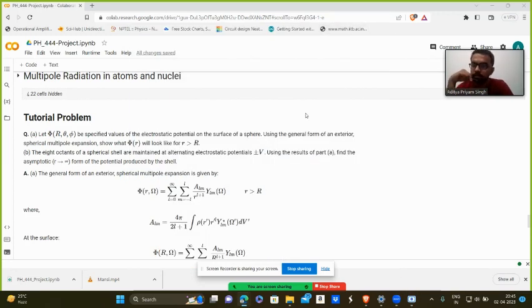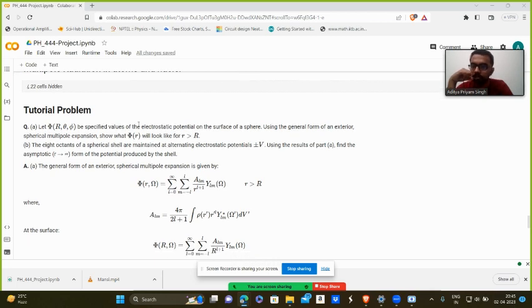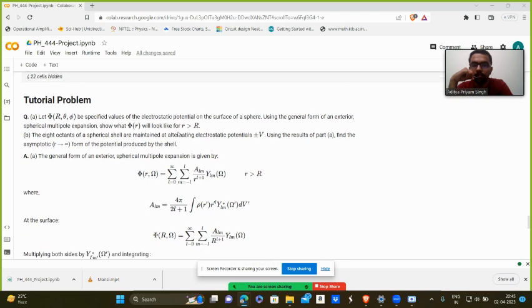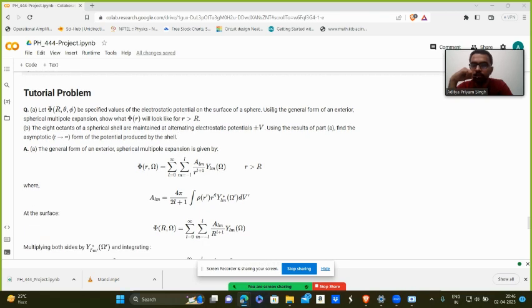Now I'll discuss a tutorial problem. For the first part, we are given an electrostatic potential on the surface of a sphere represented by phi of r, theta, and phi, and we are supposed to find out what this electrostatic potential would look like for a distance more than the radius of the sphere, that is, outside the sphere. And for this we have to use the general form of a spherical multipole expansion.